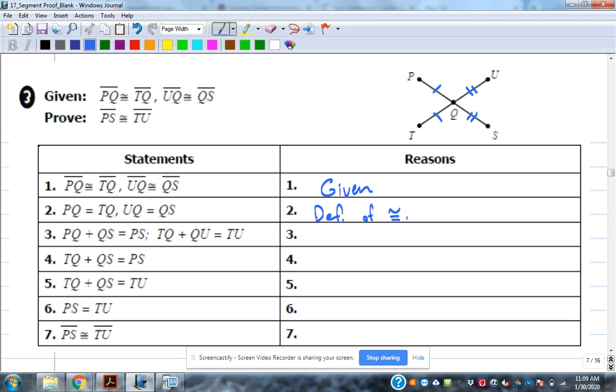So at step 2, they were just getting the definition of congruence so we can talk about measurements and then do some math with those. So number 3, they take PQ plus QS. Where's PQ and QS? It's on one line. It's all the same line, right? And that adds up to be PS, which is one of the pieces we're trying to get a proof statement on. And then on the second part of that, they took TQ and QU, which makes up the segment TU.